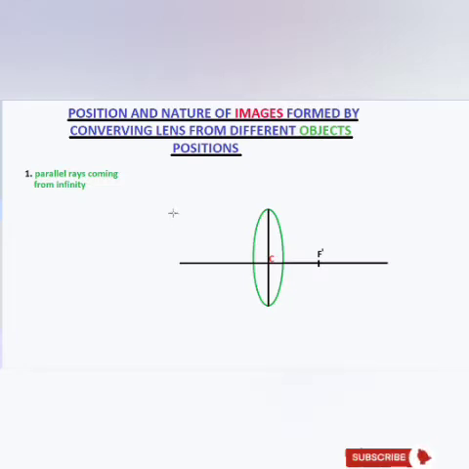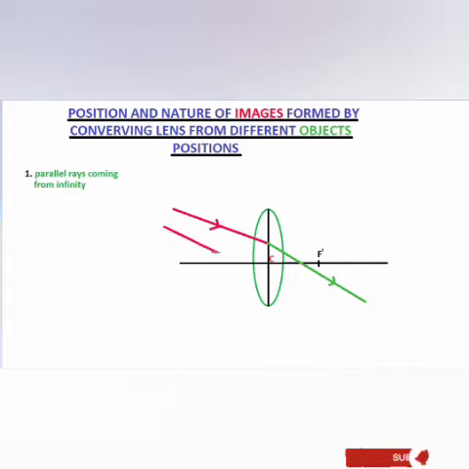So let's look at the first part. 1. Parallel rays coming from infinity will strike the lens and the image will be formed at F prime. So these are parallel rays coming from a distant object. From infinity means that the rays are actually coming from a very far distance object. So all rays coming from that distant object will converge and meet beneath F prime. So that is where the image will be formed.